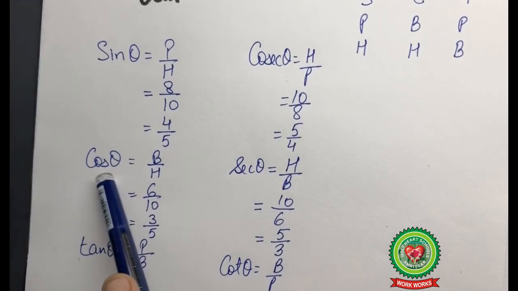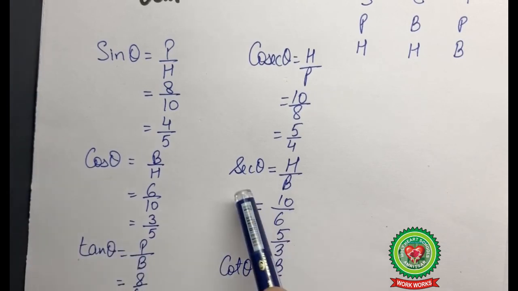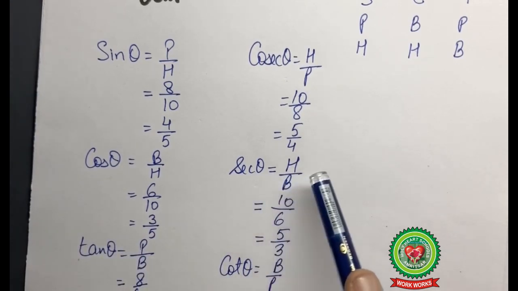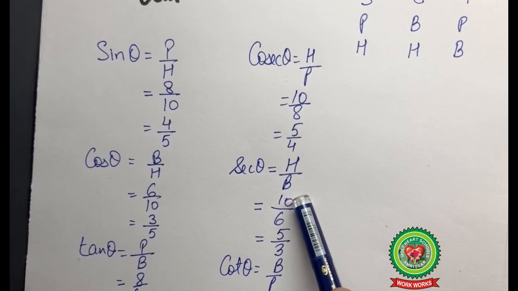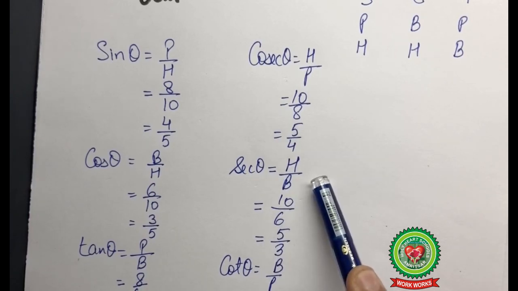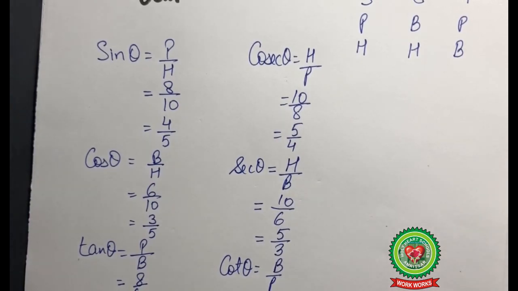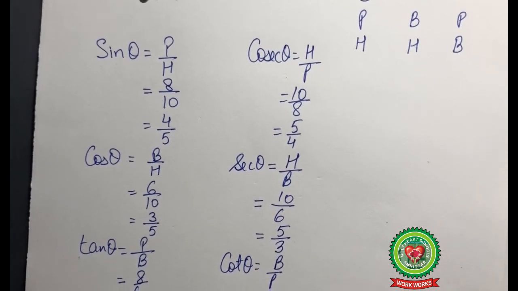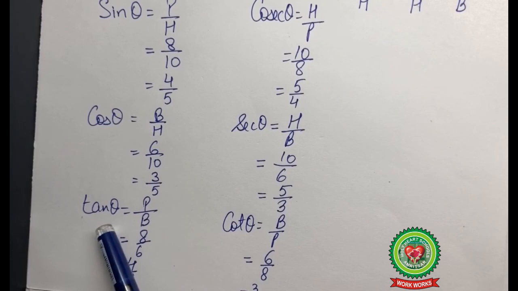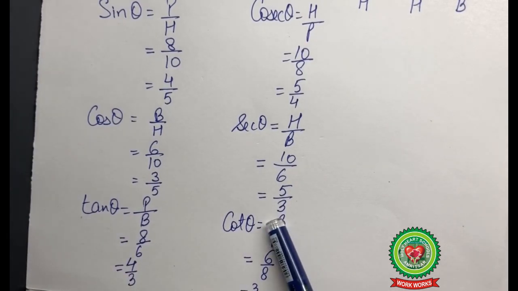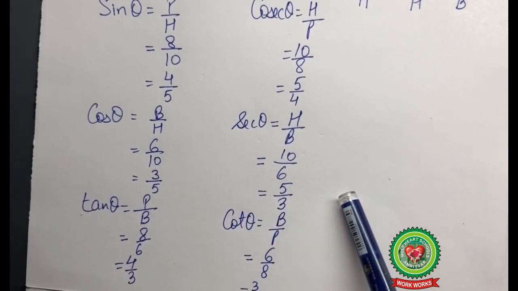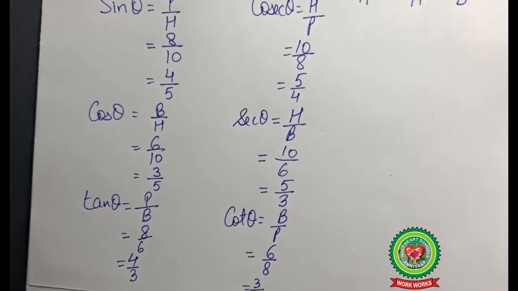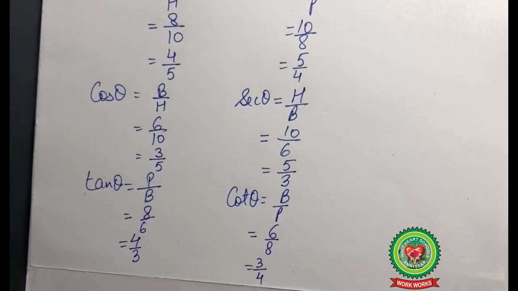The reciprocal of cosine theta is secant theta, which is equal to H upon B. So on substituting the values and doing the cutting, we get the answer as 5 upon 3. The reciprocal of tangent theta is the cotangent theta, which is equal to B upon P. So on substituting the values and doing the cutting, we get the final answer as 3 upon 4.